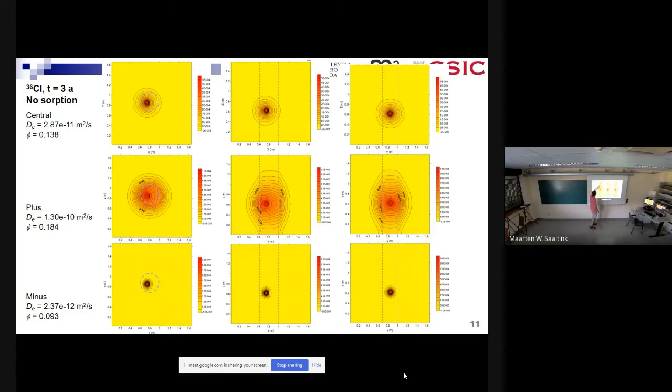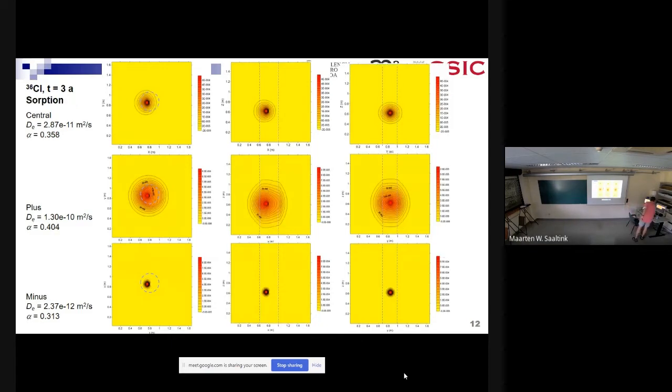in the central case, we don't see much transfer into the Opalinus Clay. So it's mostly in the concrete. Of course, in the large porosity, large diffusion coefficient case, there's more transfer into the Opalinus Clay. In the small porosity, small diffusion coefficient case, it does not reach the concrete. And this is the same when including sorption, so even less transport.